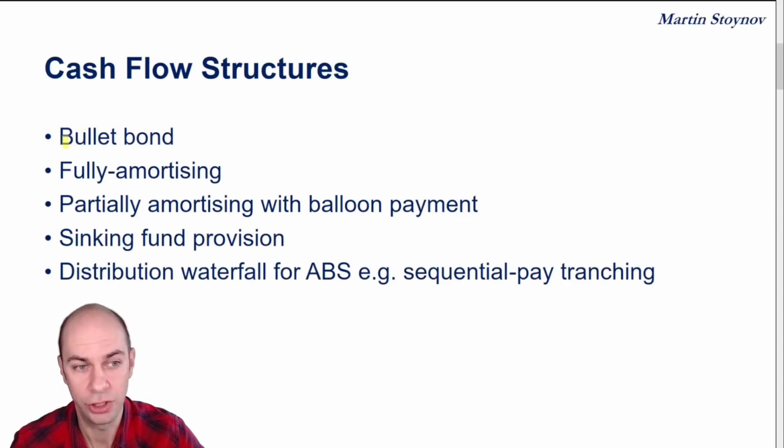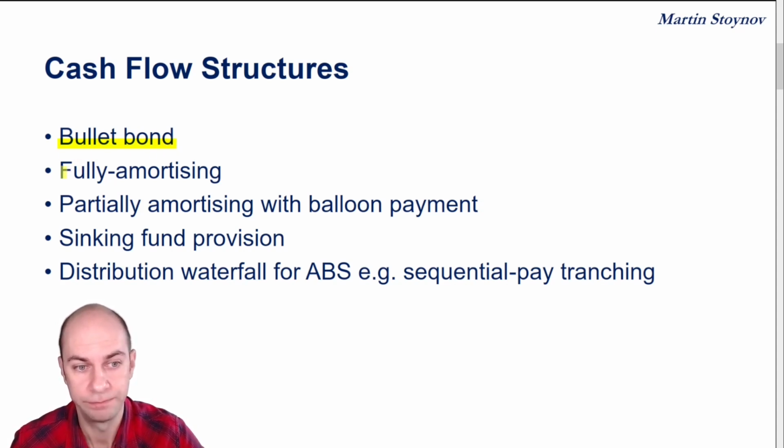Our first structure is the bullet bond. In a bullet bond, you are going to be receiving the coupon periodically, perhaps annually or semi-annually. That'll be just the interest. So if you're the issuer, you are simply servicing that interest. And then at maturity, you will be repaying the principal or the face value, the $1,000, and that will be referred to as the bullet, my friends, the bullet.